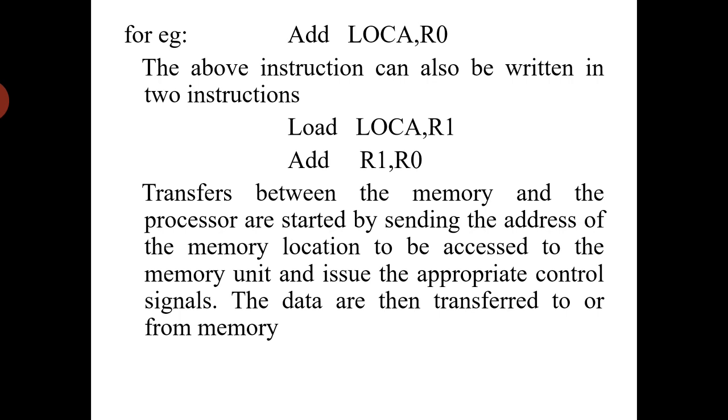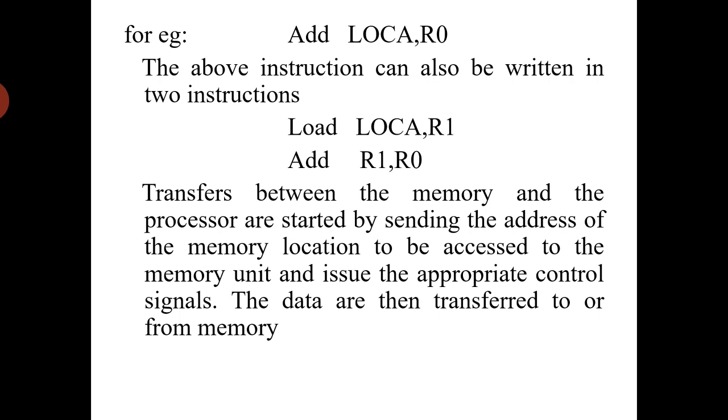Okay, so the transfers between the memory and the processor. In the above instructions, the data is transferred in between memory and processor. The instructions are sent from memory to the processor. ALU will perform the operation and it sends the result to either a register or to the memory location.